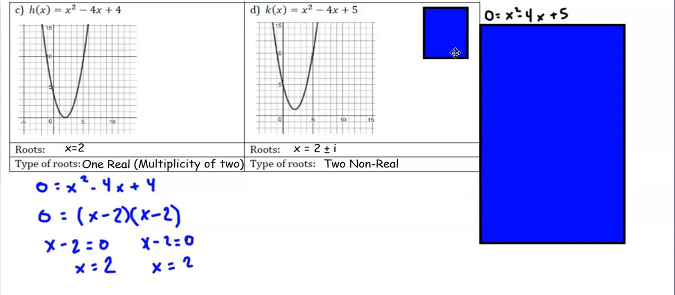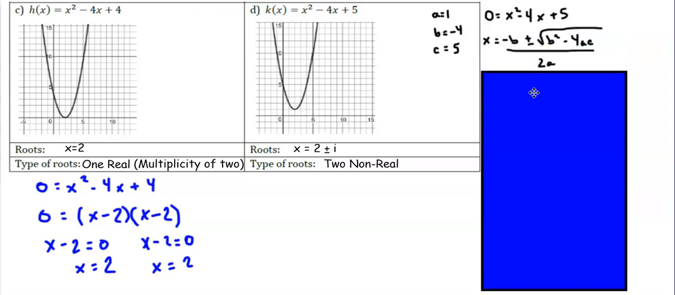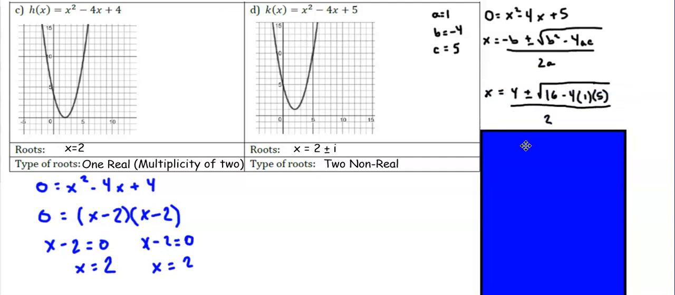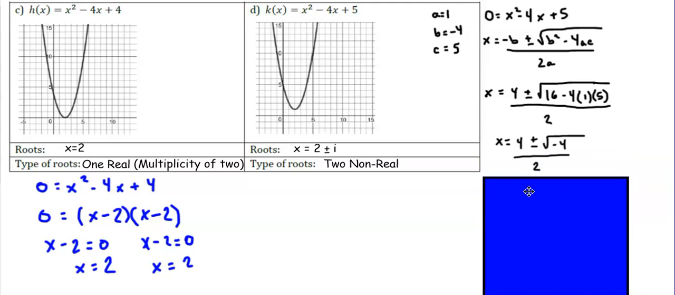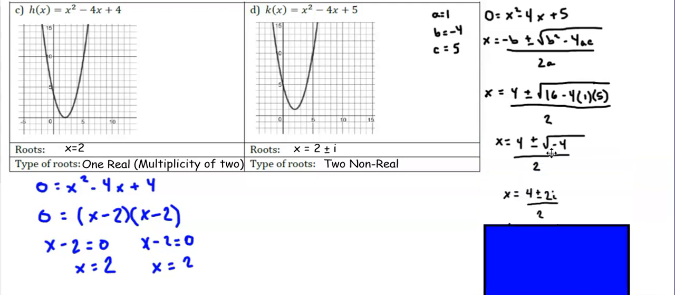To find my roots, I can either use the quadratic formula or completing the square. This time, I'm going to use the quadratic formula. I've identified a, b, and c from this standard form of my equation, and I have the quadratic formula. I just substitute the values in the correct location and simplify what's underneath my square root. The square root of -4 is 2i.